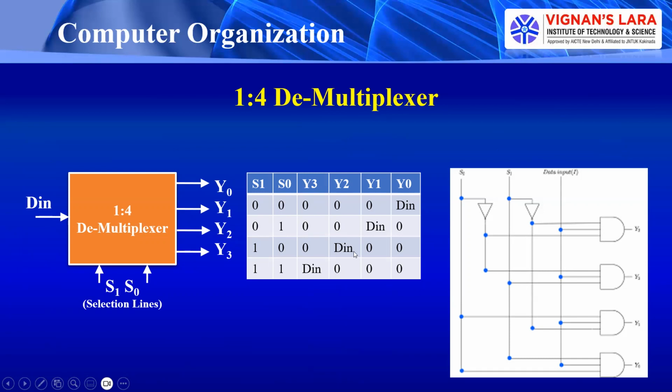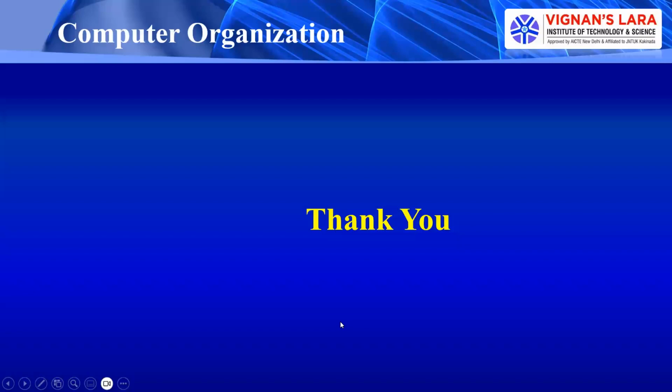The next case is for Y2. Y2 is equivalent to D in when S1 is equal to 1 and S0 is equal to 0. And the last case, Y3 is equal to D in when S1, S0 is equal to 1, 1, with S0 1, S1 1 and D in. So the output is Y3. Similarly, you can go for higher order multiplexers and demultiplexers also.